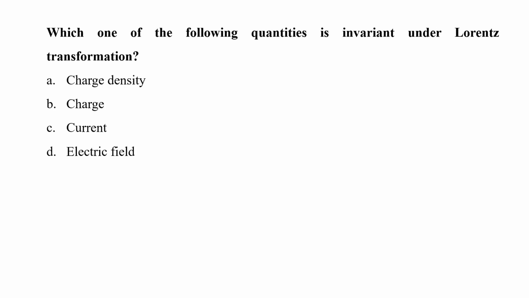Which of the following quantities is invariant under Lorentz transformation? A. Charge density, B. Charge, C. Current, or D. Electric field. In Lorentz transformation, a static charge q at rest becomes a charge moving with velocity v. This is current. The Lorentz force on a moving charge is given by q into E plus v cross B. In this case, the charge does not change with its speed. So the charge is the invariant quantity. So the correct answer is option B.